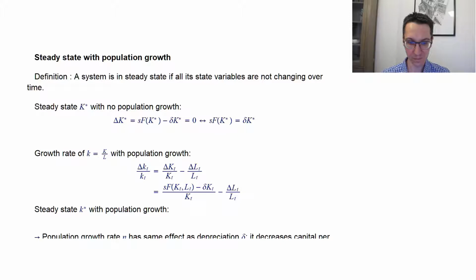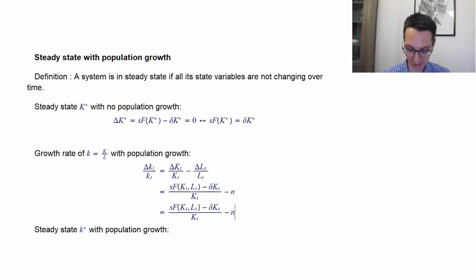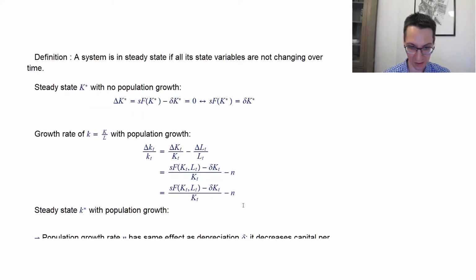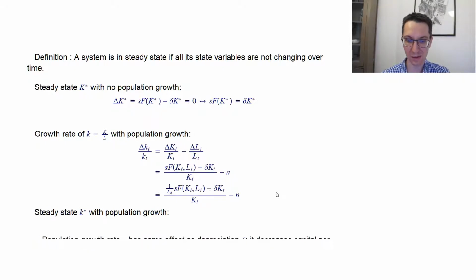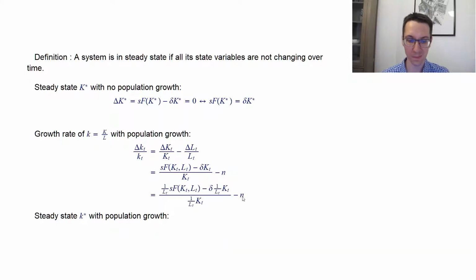So what is the growth rate of capital? Well, it's investment minus depreciation. So it's S f of K_t, L_t, minus the depreciation rate times K_t. And what is delta L_t over L_t? Well, we have just postulated that this is a constant, so it's just n, and I don't even have to put a t here. It's something that's always the case.